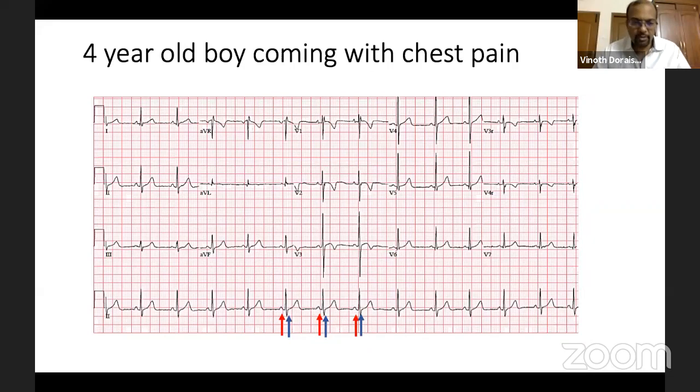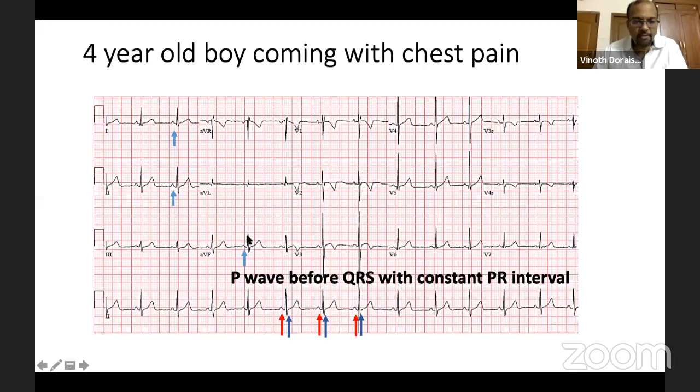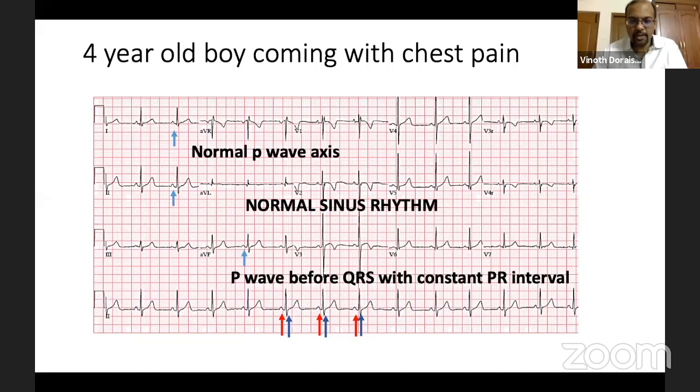Now we want to see the P wave axis. So we know that the P wave axis should be in the left lower quadrant. Okay, so which means it should be positive in 1, 2, and AVF. So this is satisfied. In 1 it is positive, in 2 it is positive, and in AVF it is positive. So it is a normal P wave axis. So this is a normal sinus rhythm.